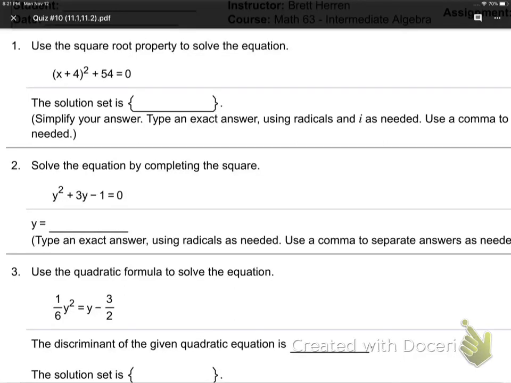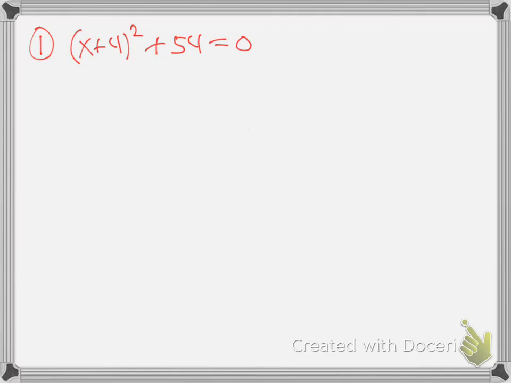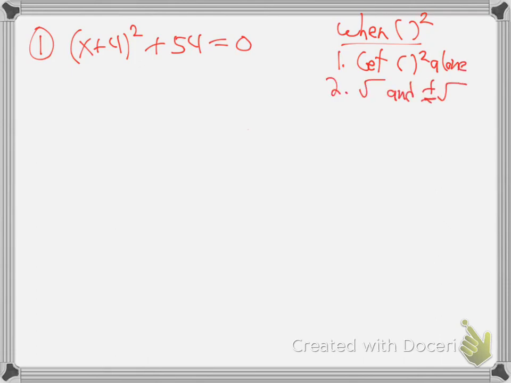Okay, so here we go with quiz number 10. First, we're supposed to use the square root property to solve that equation. So let me put it on a fresh screen here. Okay, so how do we solve it? When you have a big old thing squared, step 1, get the squared piece alone. Step 2, root, and plus or minus root over the two sides.